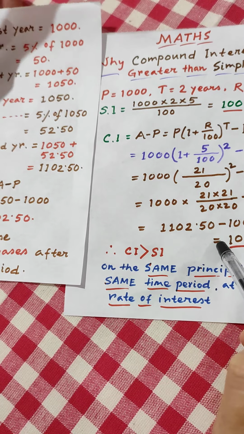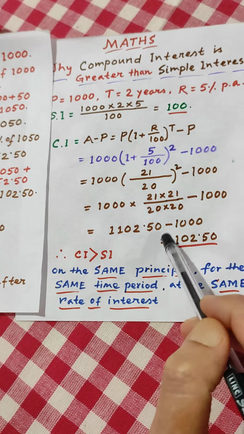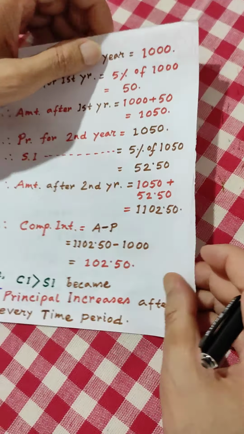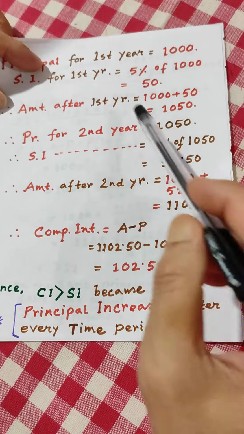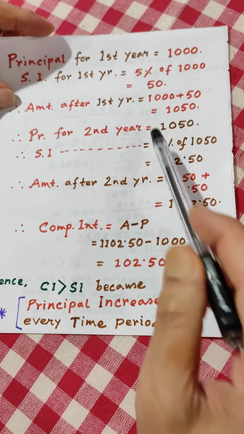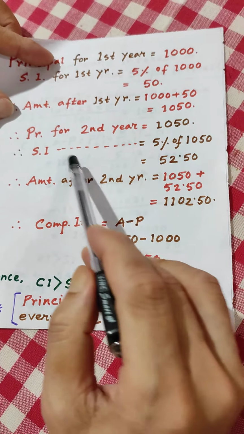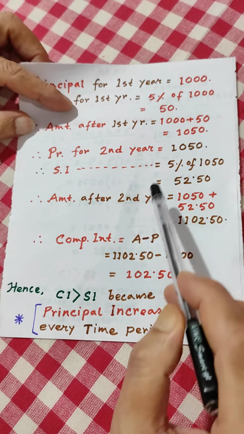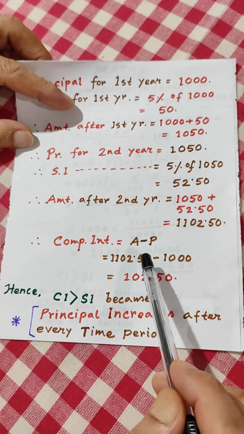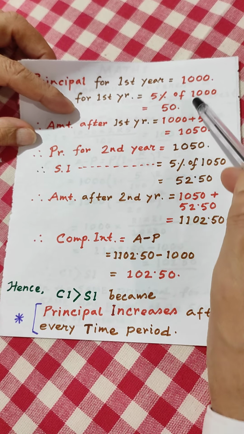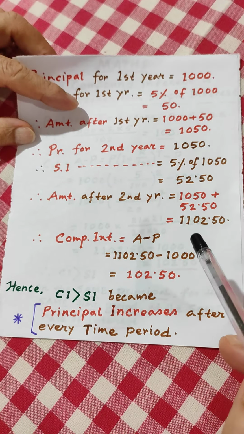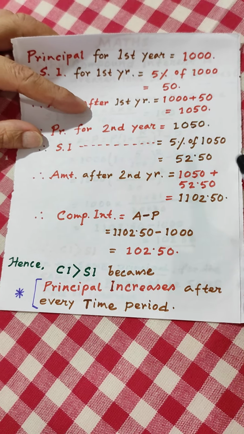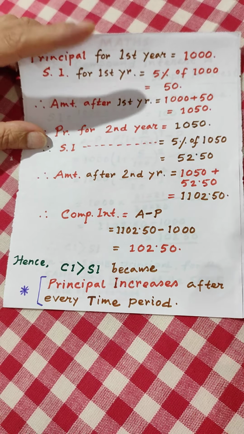If you do it by the formula method, the concept doesn't become very clear because you do not see how the principal increases. But by this method you clearly see how the principal goes on increasing. The first year principal was 1000, the second year principal is 1050. If you do it for the third year, the principal will be 1102.50. So you see, after every year the principal goes on increasing.